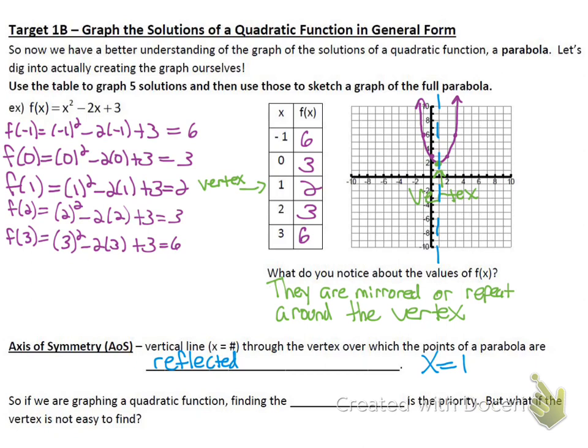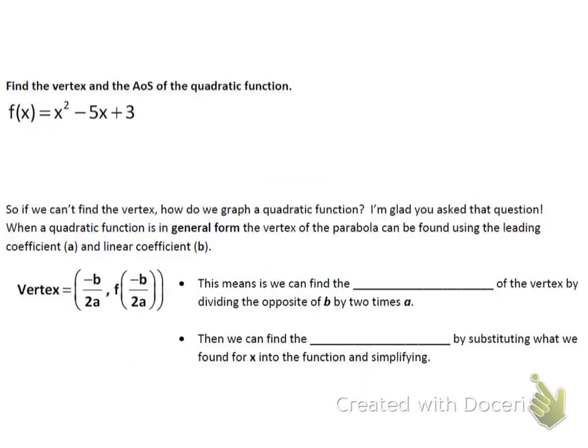So if we're going to be graphing a quadratic function, finding that vertex is the priority. But what if the vertex is not easy to find? Let's look at this next example here, x squared minus 5x plus 3. How do we find this vertex? Most students typically will tell me, well, let's make the same table of values that we used on the previous example. Okay, let's see what happens there.